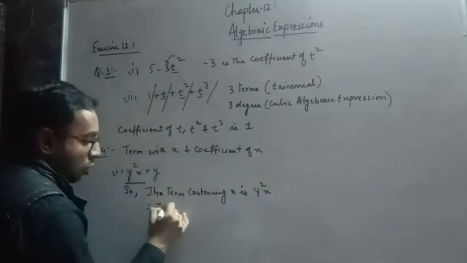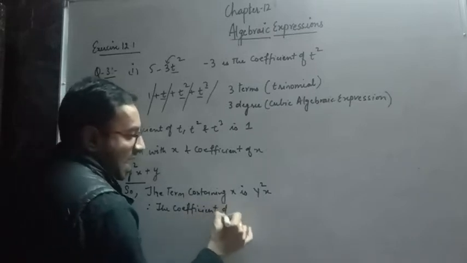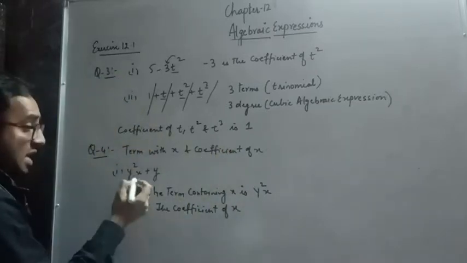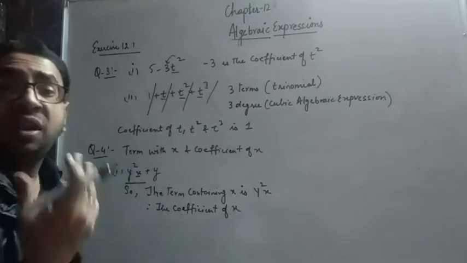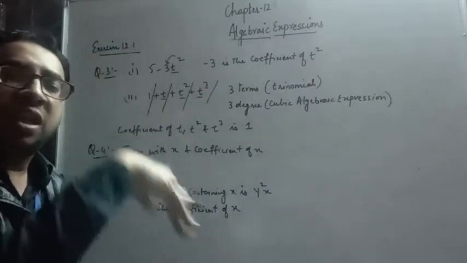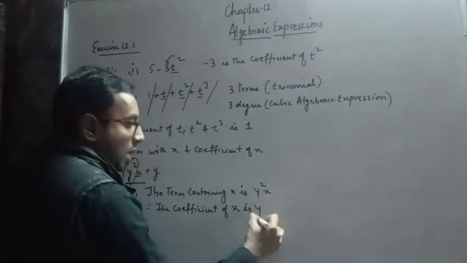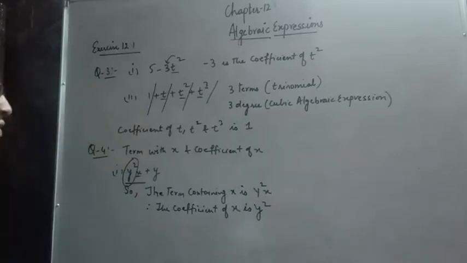Therefore, what will be the coefficient of x? Since I told you how to do it, whenever we have to find the coefficient of any variable, remove that variable, whatever is left, that is the coefficient. So what is left is y square. Clear? This is how you have to do the question.